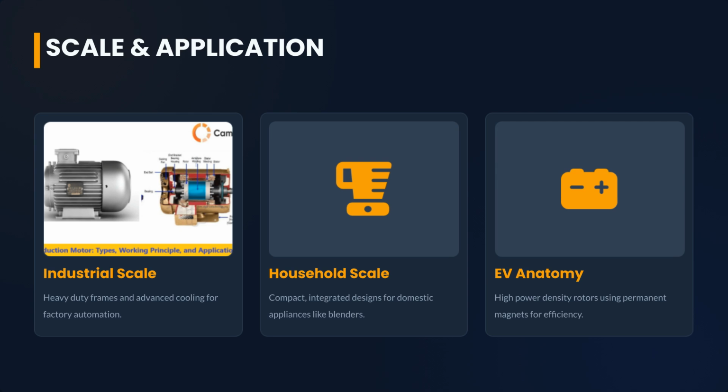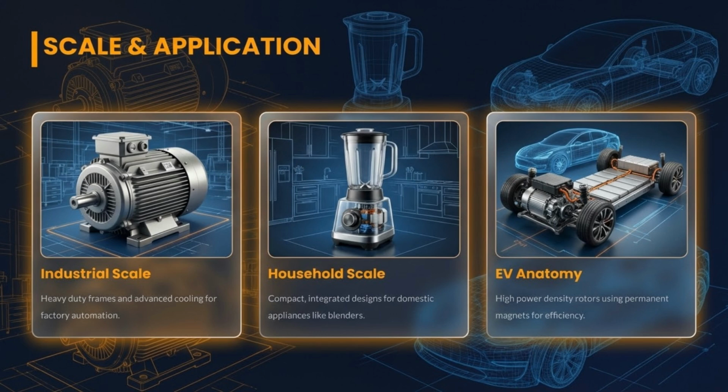Motors vary by scale and application. Industrial motors have heavy-duty frames and cooling. Household motors are compact for appliances. EV motors use high-power density rotors with permanent magnets for efficiency. Here you can see the difference in design across industrial, household, and electric vehicle applications.